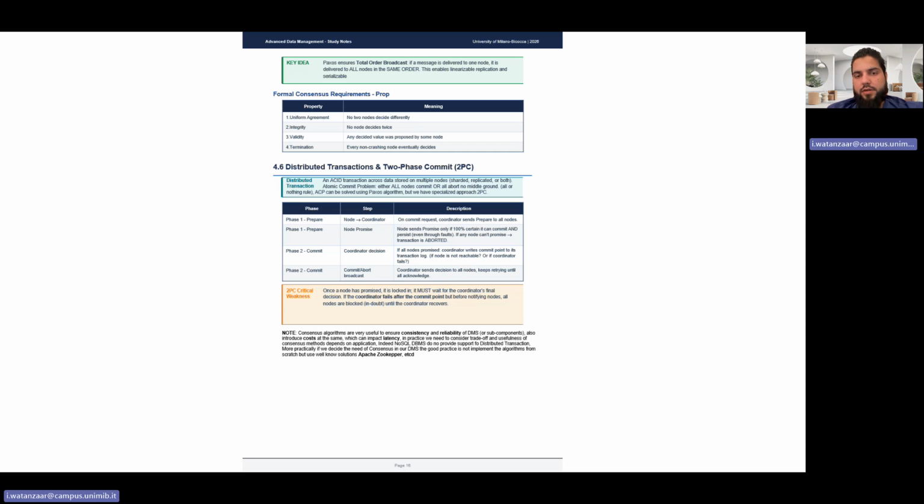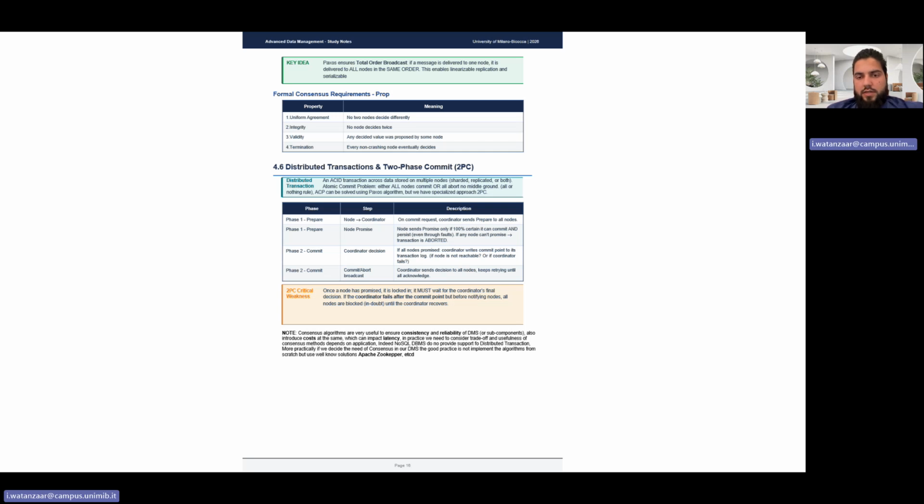Termination: every non-crashing node eventually decides. Let's suppose the leader fails, then they need to decide on the node with the most up-to-date data, or recency. So these are some of the formal consensus requirements.